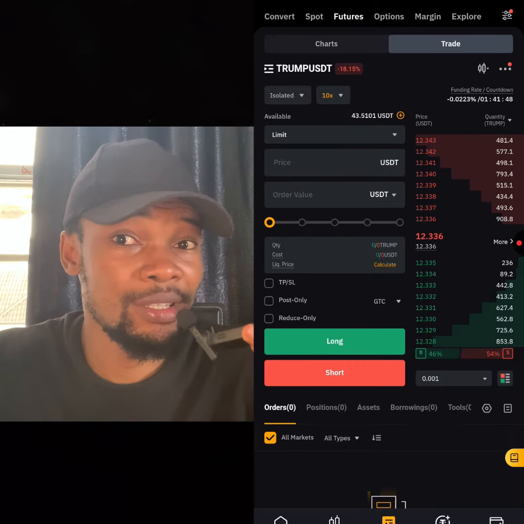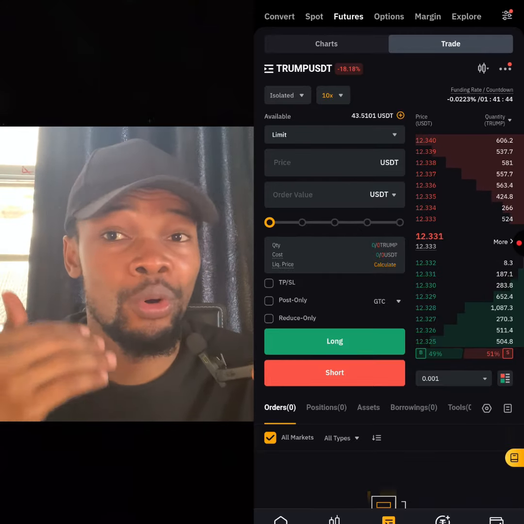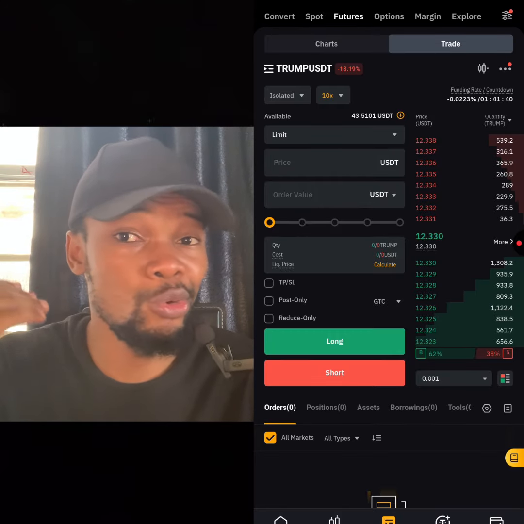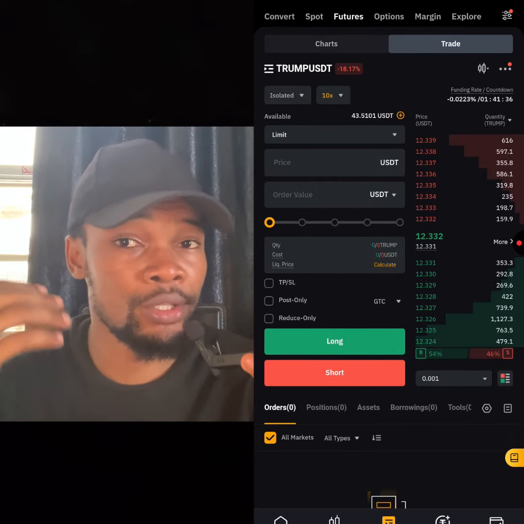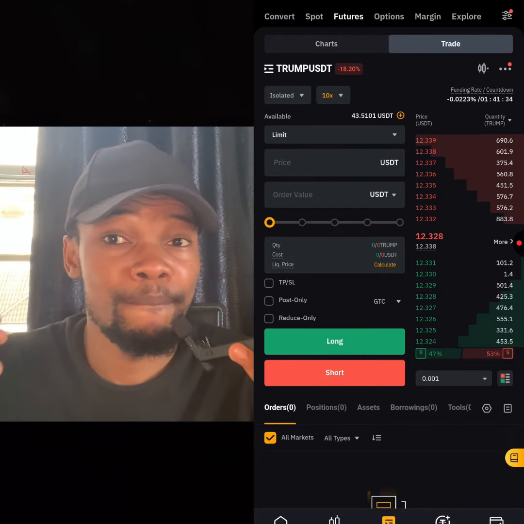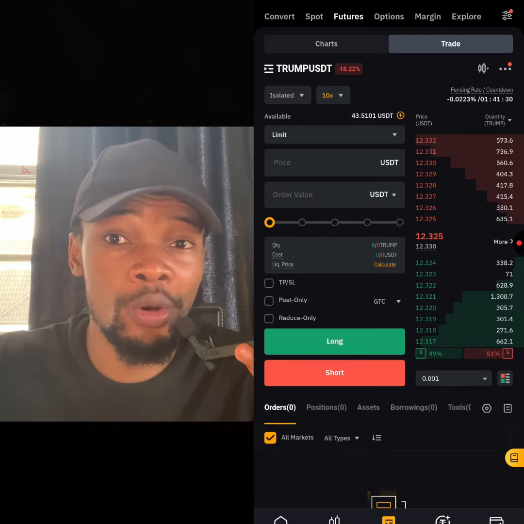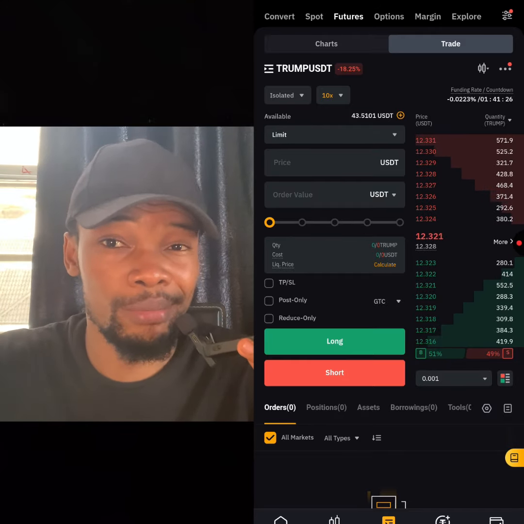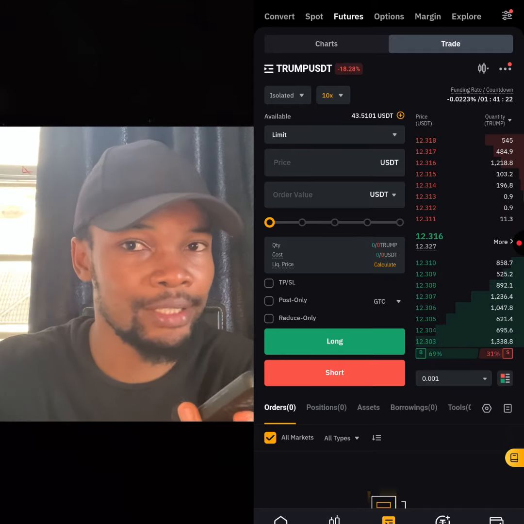If you lose 10%, you'll be deducted 10% of what you are using to trade. If you lose 20%, you'll be deducted 20% of what you are using to trade. This simply means that more margin, if you are doing well, means more money. More margin, if you're not doing well, means much loss. Take note.